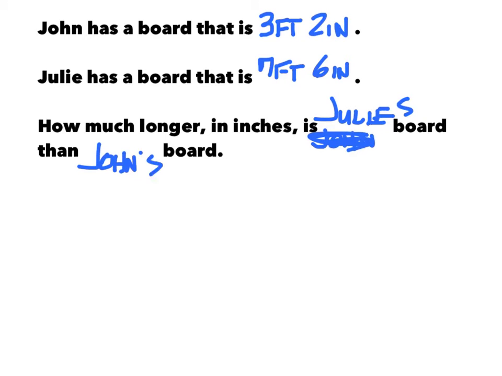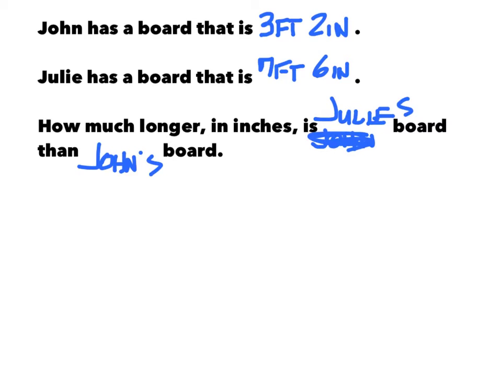Now, there's a quick way and a longer way to do this. The quick way is if you're really good with feet and inches, like maybe you have a parent that builds things and you've helped them before, you might be really good with it. And if you are, what you would do with that 3 feet 2 inches is add 4 feet to it to make it 7 feet 2 inches. And then from that 2 inches to the 6 inches, you get 4. So the answer is 4 feet 4 inches.